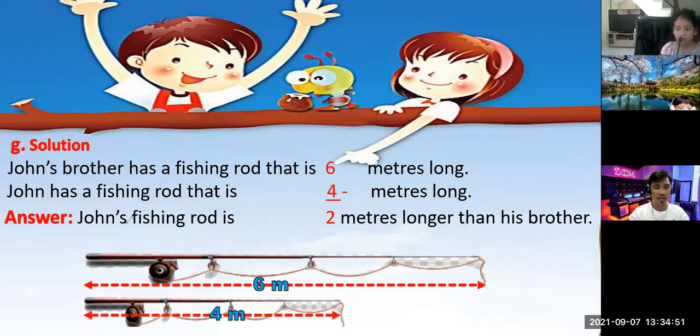So instead of John's fishing rod, we write here John's brother. I will make an arrow, and we will write here John's brother. Again, let me erase first. Okay, John's brother, not John, because John's brother has a longer fishing rod. So the answer here must be John's brother's fishing rod is 2 meters longer. Okay, so that's all for today.